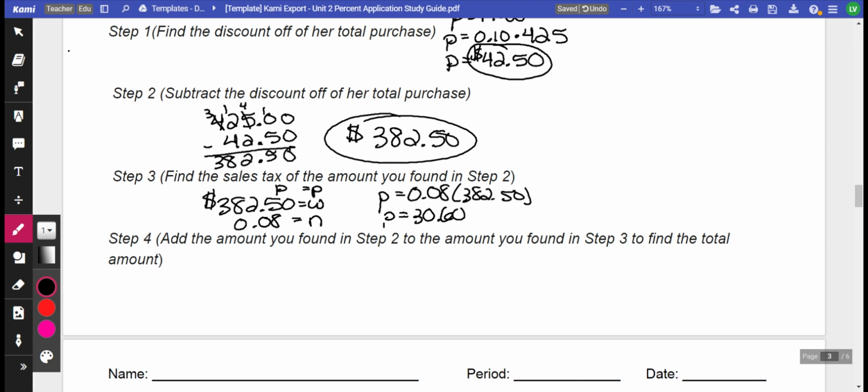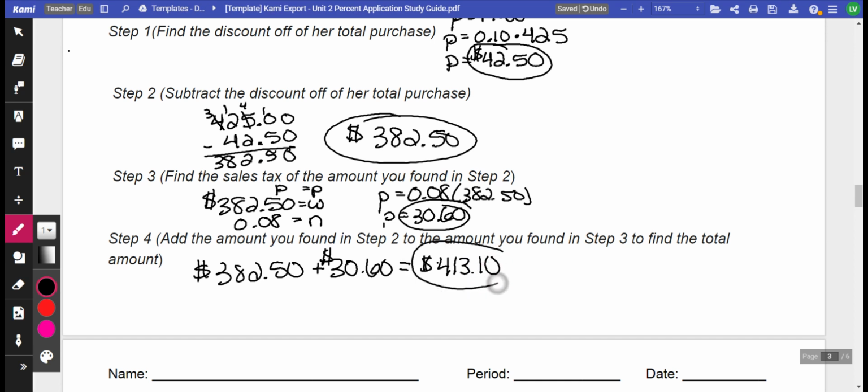Step number 4, add the amount you found in step 2 to the amount you found in step 3 to find the total amount. So that means I'm going to take $382.50 and add $30.60. And that will give me my total. So $382.50 plus $30.60 gives me the grand total of $413.10. That is how much Tara will have to pay for the iPad with the 10% discount and the 8% sales tax.